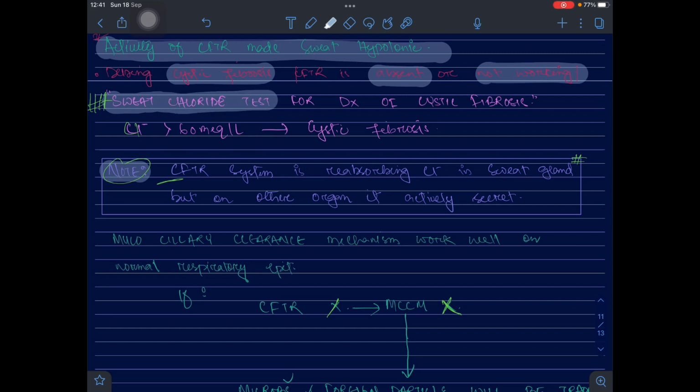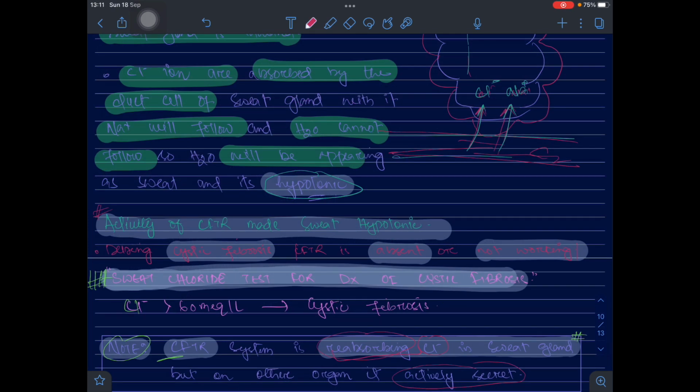So let's look at what test it is. Sweat chloride test for diagnosis of cystic fibrosis. We can do the sweat chloride test for diagnosis of cystic fibrosis. In the sweat chloride test, if the chloride ion is more than 60 milliequivalent per liter, then we can diagnose it as cystic fibrosis. If the chloride ion is more than 60 milliequivalent per liter, we can diagnose it as what? Cystic fibrosis.